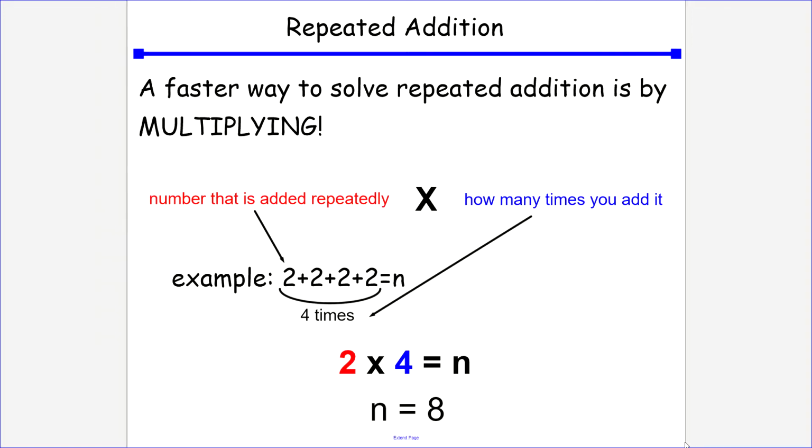A quicker way, third grade, to solve repeated addition is by multiplying. Instead of adding 2 plus 2 plus 2 plus 2, I could multiply the number that is added repeatedly, 2, times how many times you added it, 4. 2 times 4 equals 8. This was a quicker way of solving 2 plus 2 plus 2 plus 2. I used multiplication to solve this repeated addition problem.